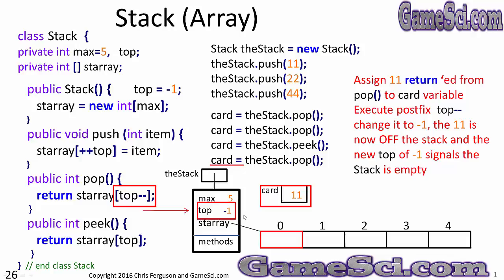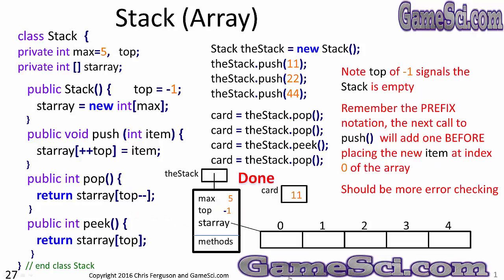And the top -1 indicates that the stack is empty. So that top -1 is very, very important. It's the signal that the stack is empty. Remember the prefix notation that we did in push. The next call to push will add 1 to the -1 before it inserts the item into the stack. Therefore, if we call push again, it would go in slot 0 of the array.